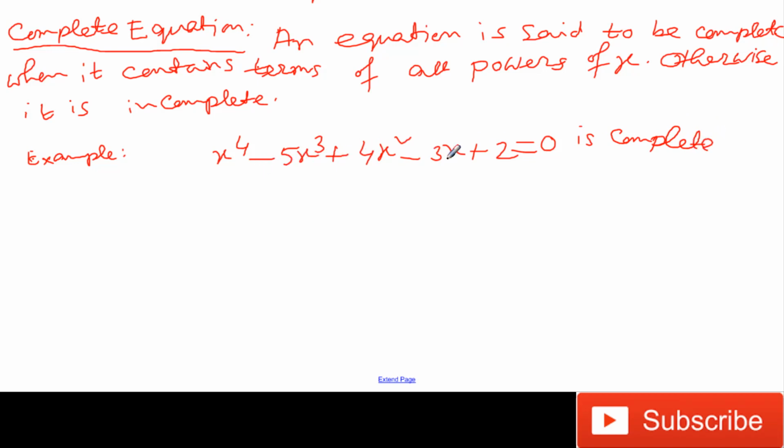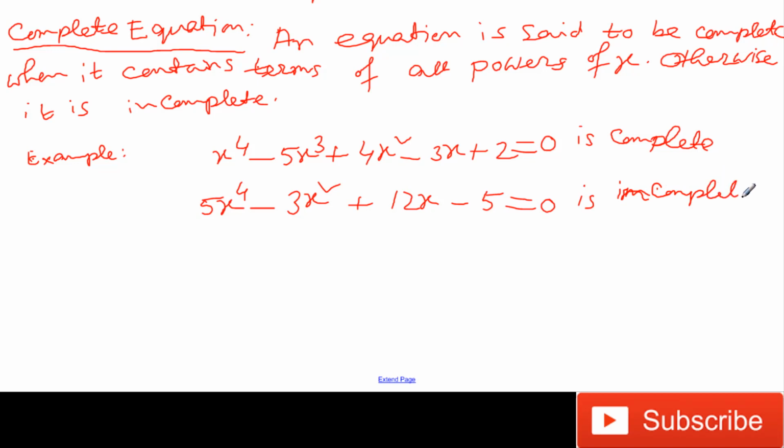Example of complete and incomplete equations: x to the power 4 minus 5x cube plus 4x square minus 3x plus 2 equal to 0 is a complete equation because each power of x up to 4 is present in the equation. There is 4, 3, 2, 1 and this is 0.